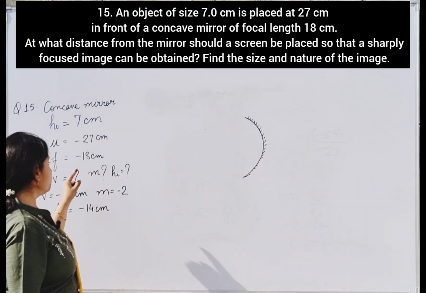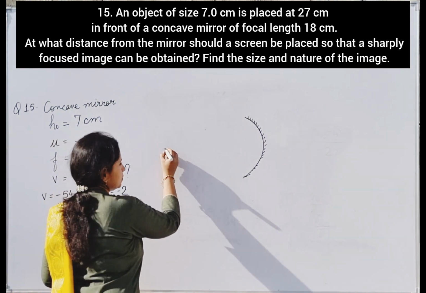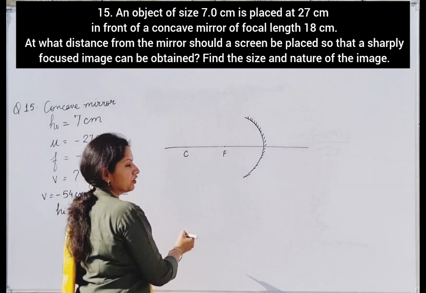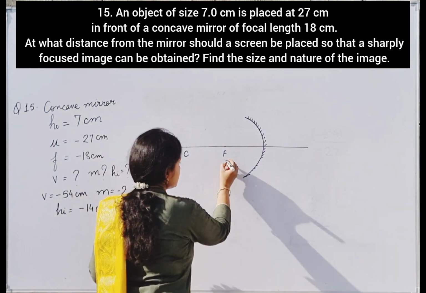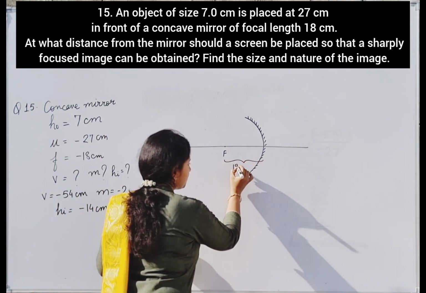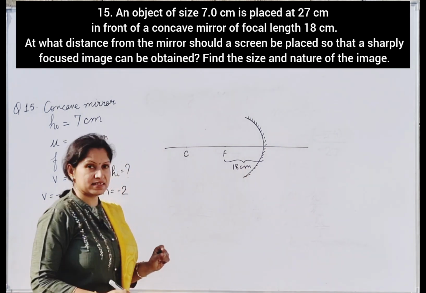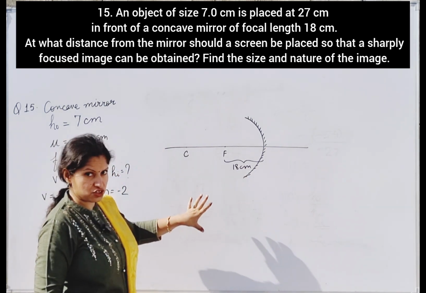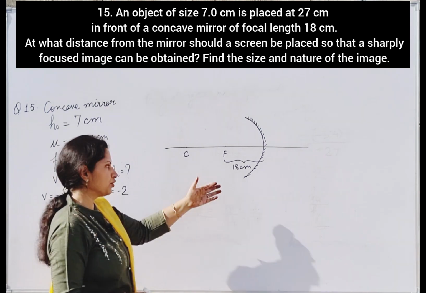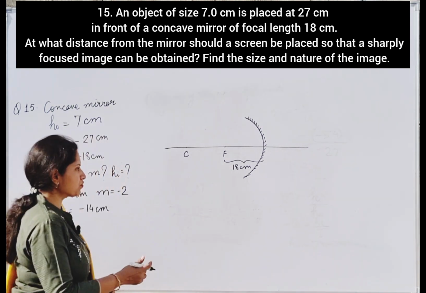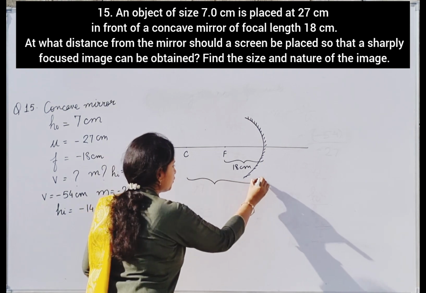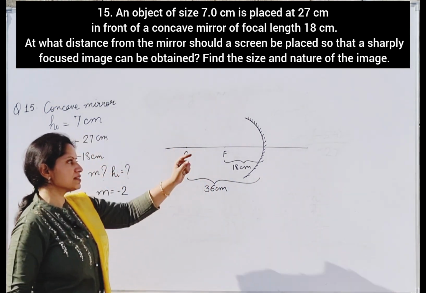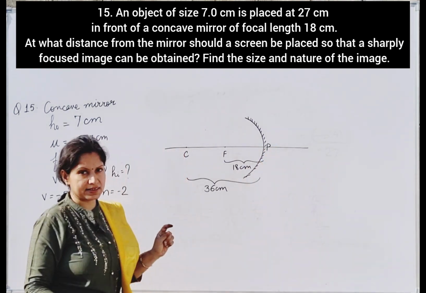It's given that the focal length is 18 centimeter. So this is focal length. This is center of curvature. Focal length is given 18 centimeter. If focal length is 18 centimeter, then the center of curvature will be at 36 centimeter because radius of curvature is twice that of focal length. So how much will the radius of curvature be? 36 centimeter. Meaning the distance of our center of curvature from the pole is 36 centimeter.